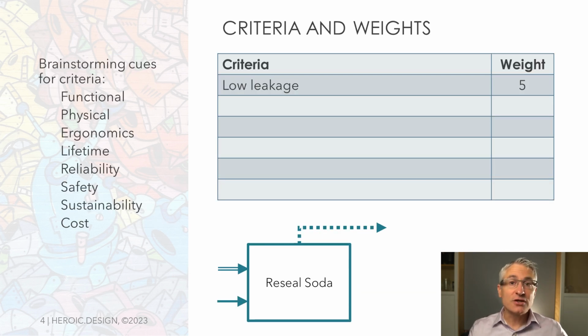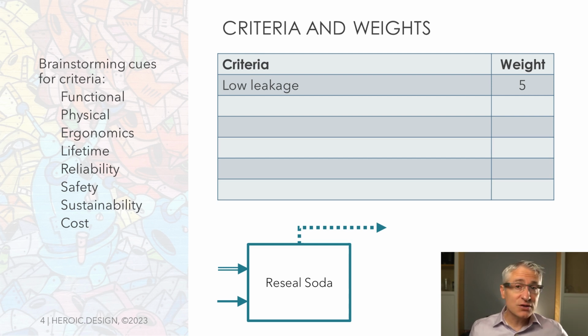Let's reverse engineer some criteria from our example. We typically create criteria right after the functional map, and because we brainstorm each subfunction separately, we create a set of criteria for each subfunction. And for this example, we're just looking at this one subfunction, reseal soda.